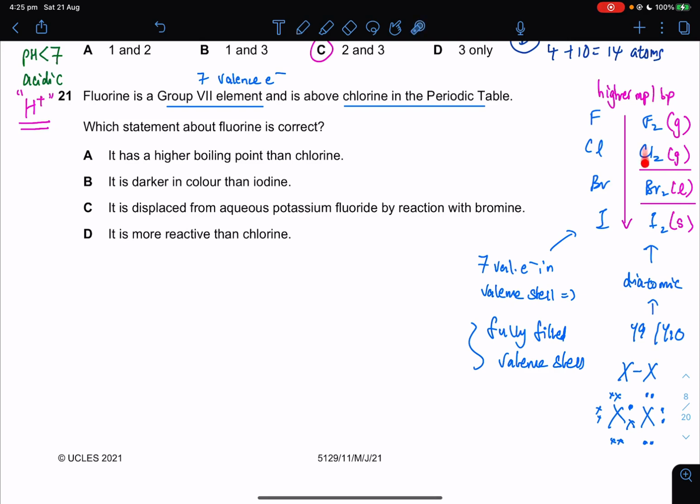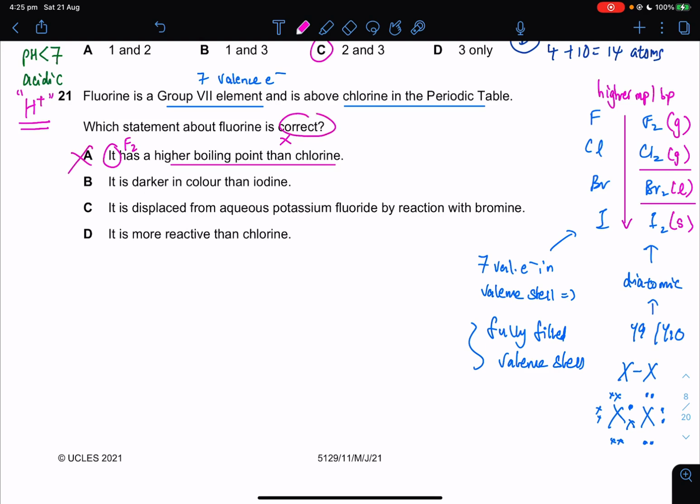So down group 7, F2 has a higher boiling point than this. So it here referred to F2. Higher boiling point than chlorine is definitely wrong because chlorine is below fluorine. Chlorine has a higher boiling point than fluorine.